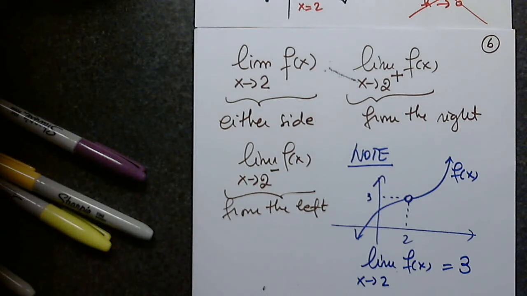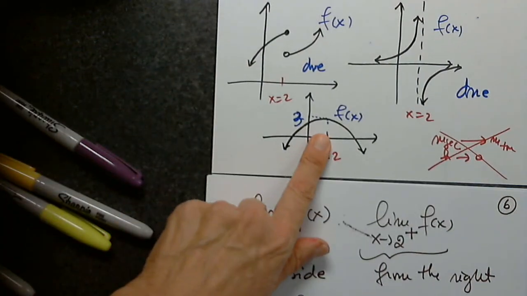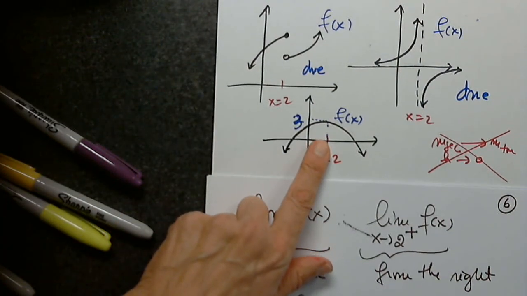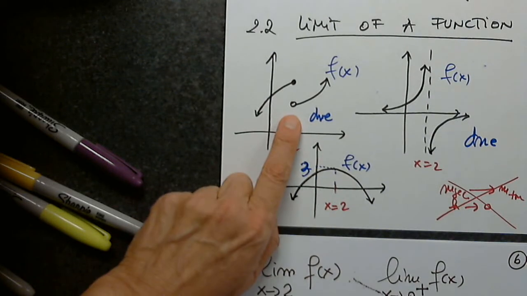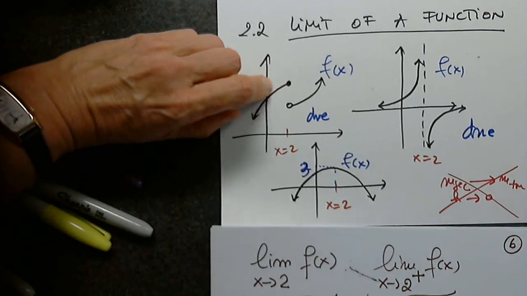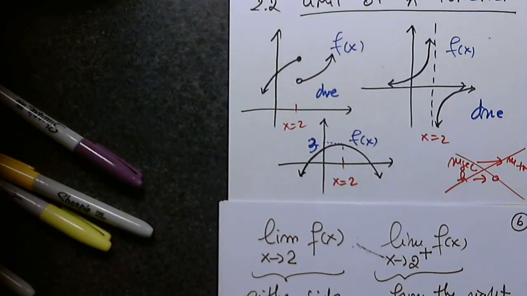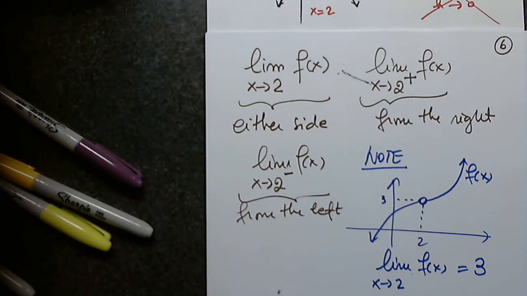Would it be the same on the other one too? Which one? This one? Yes, it doesn't matter. The function can be defined or not. But here, the function is defined at 2. It is this number here, whatever that is. But the limit does not exist. Yes. Any questions on this? Any questions?